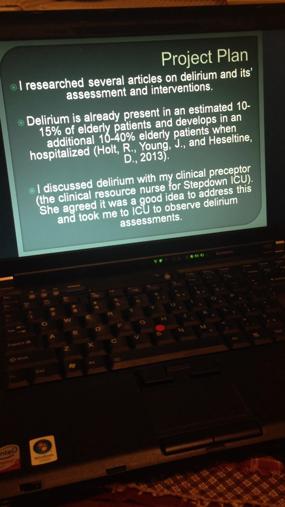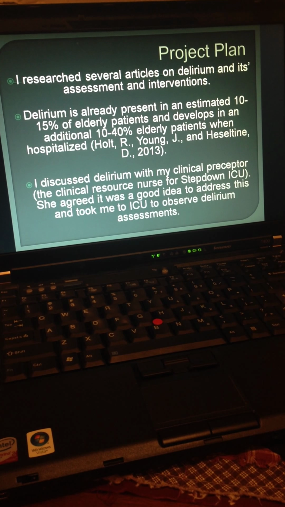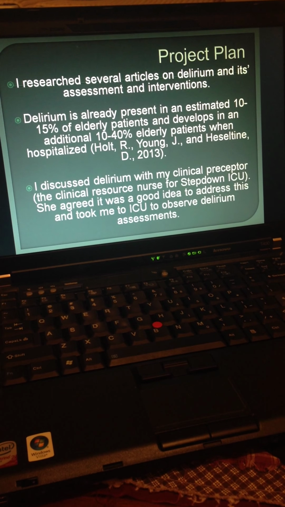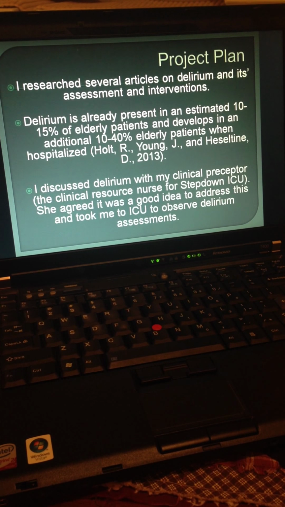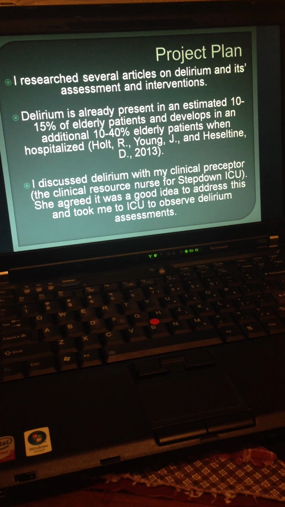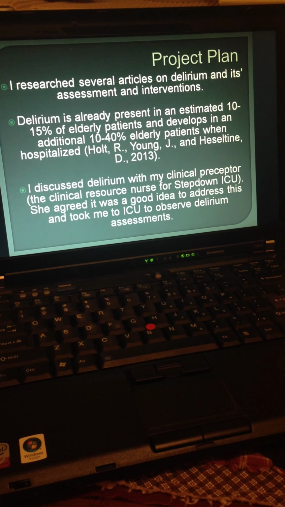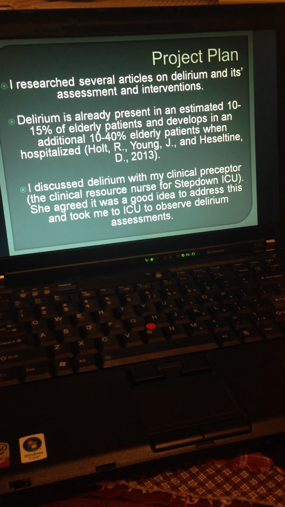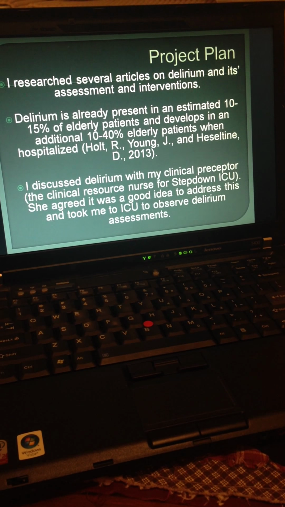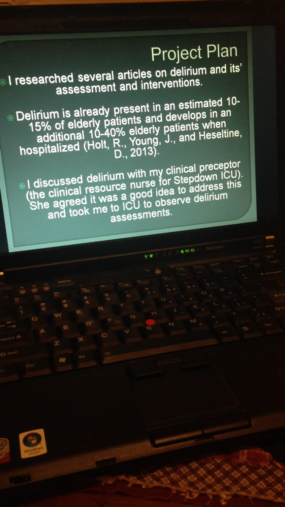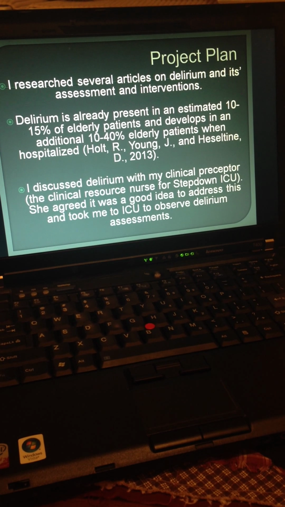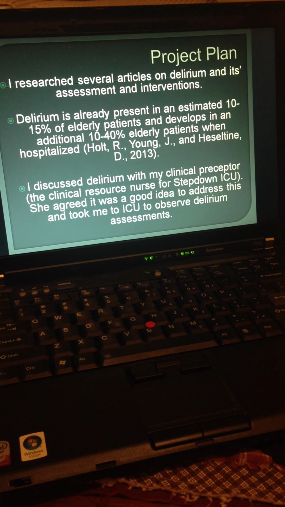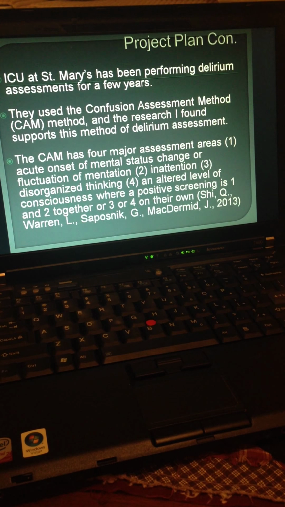My project plan. I researched several articles on delirium and its assessment and intervention. Delirium is already present in an estimated 10 to 15% of elderly patients, and it develops in an additional 10 to 40% of elderly patients once hospitalized. I discussed delirium with my clinical preceptor, who is the clinical resource nurse for step-down ICU and the cardiovascular service line at St. Mary's. She agreed it was a good idea to address this, and she took me to ICU so I could observe delirium assessments.